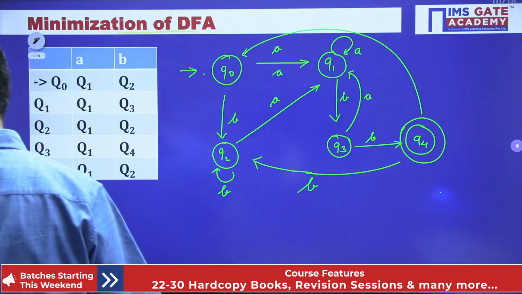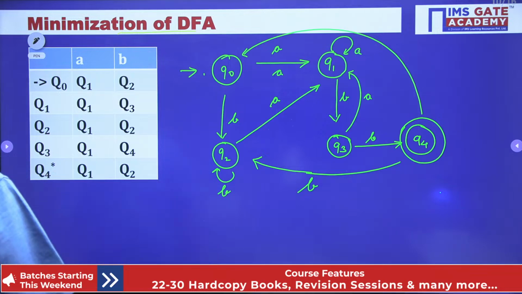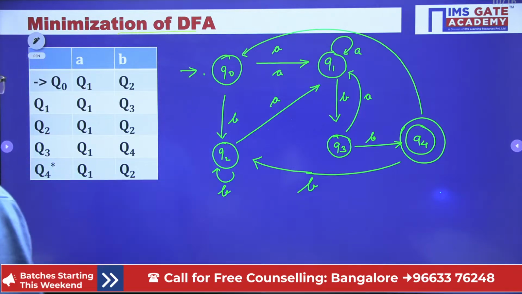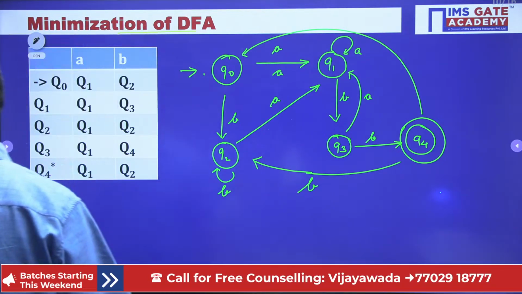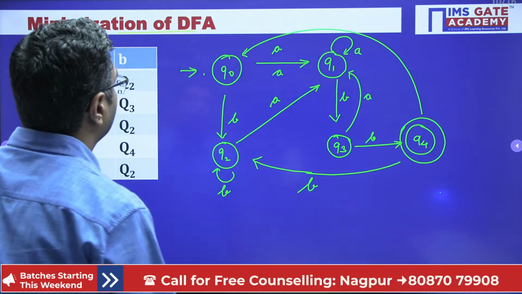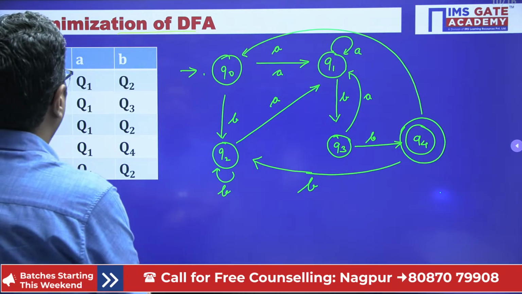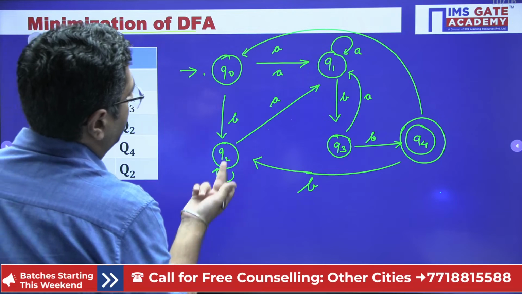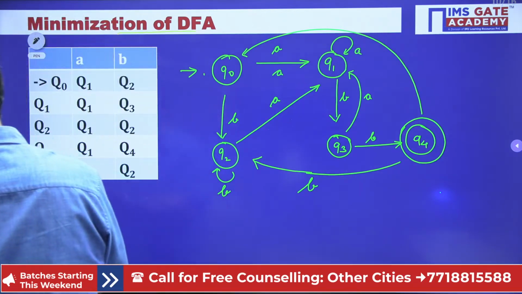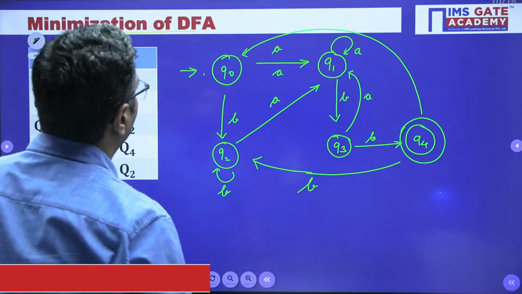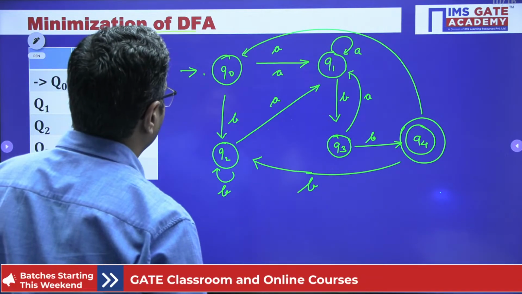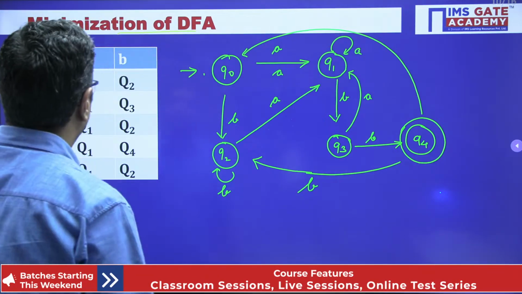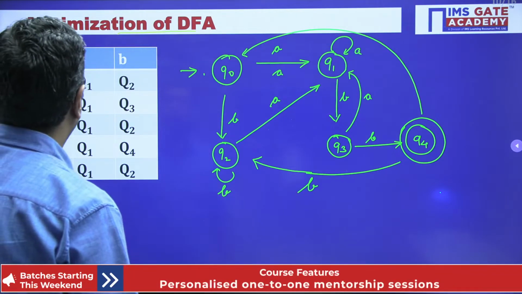Let us cross check whether we have made the right transitions in the transition table. Q0 is our initial state. Q0 on A is going to Q1 and on B it is going to Q2. Q1 on A is going to Q1 and on B it is going to Q3. Q2 on A is going to Q1, and Q2 on B is going to Q2 itself. Q3 on A is going to Q1 and Q3 on B is going to Q4.